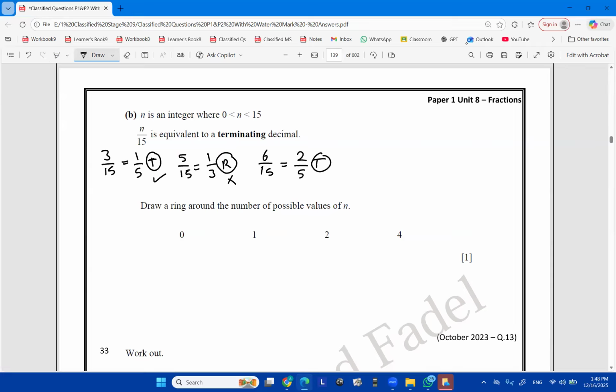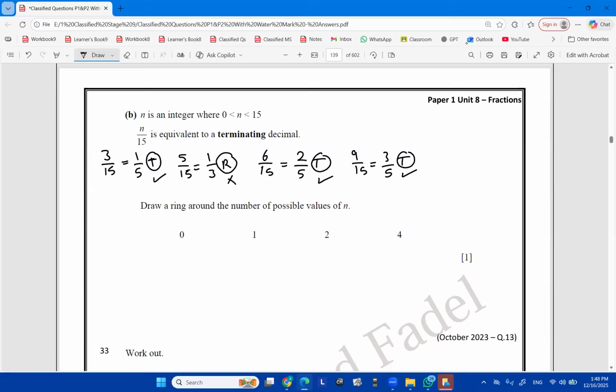I will take it. 7 over 15, no, Mr. It will not simplify to anything. 8 over 15, no. 9 over 15, yes. Simplifying, divided by 3, divided by 3, Mr., it will be 3 over 5, which is terminating. So I'm going to take it.